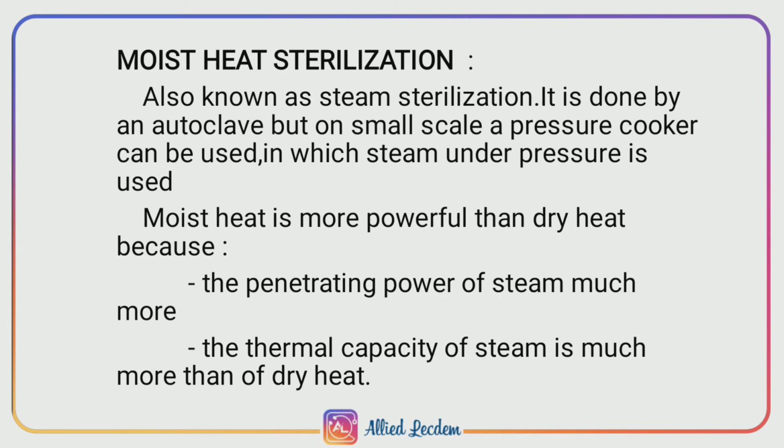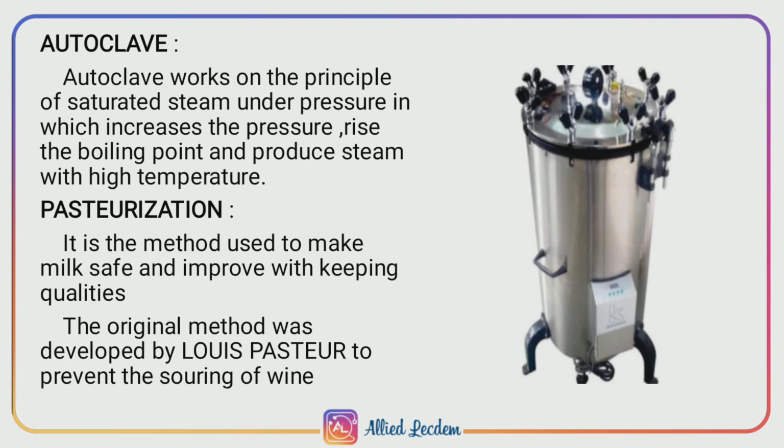Next, autoclave. It works on the principle of saturated steam under pressure, in which it increases the pressure, boiling point, and also produces the steam with high temperature. Then pasteurization. It is the method used to make milk safe and improve with keeping qualities. The original method was developed by Louis Pasteur to prevent the souring of wine.